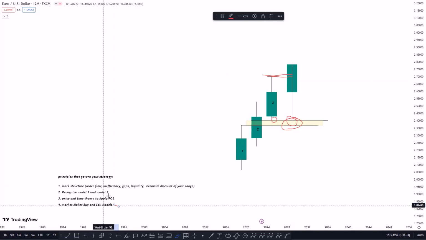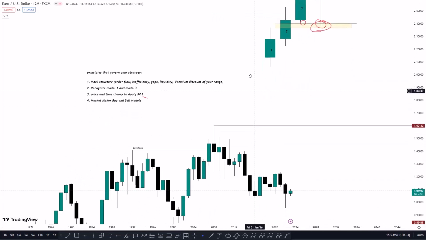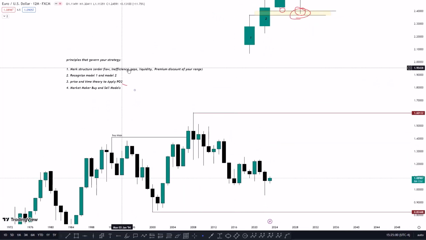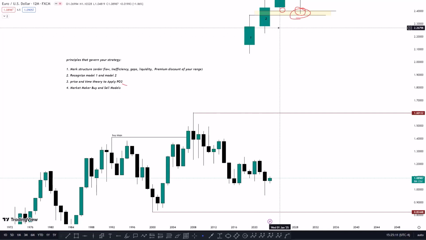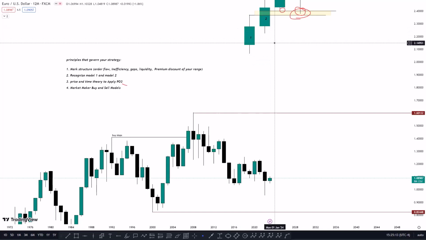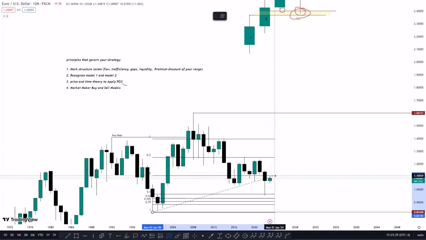Number 4. So when we say identify your range and identify your price inefficiency and the gaps, you know, a gap is when the market opens, for example, above the close price. Basically, a candle must open where another one closed. So mark your gap, then mark your liquidity premium discount of your range. When you say premium discount of your range, you simply use your Fibonacci from the low all the way to the high.